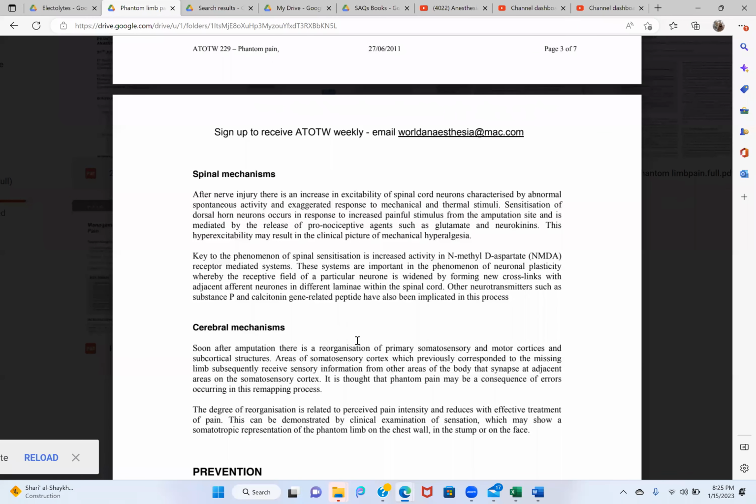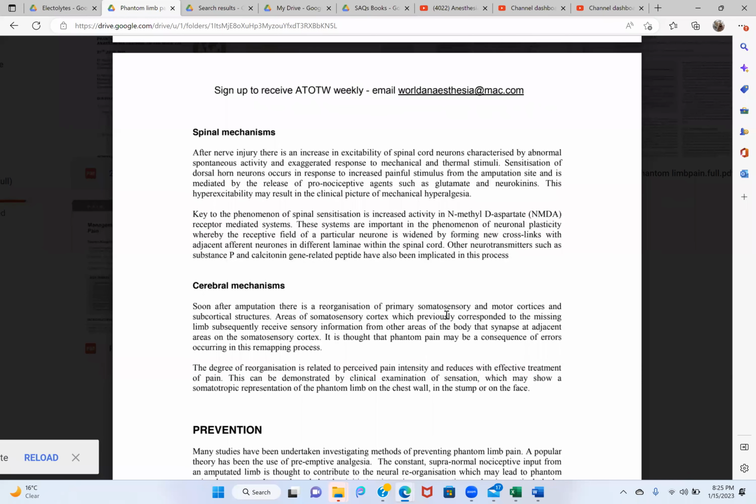Okay. And the central mechanism, as I told you before: there is reorganization of primary somatosensory and motor cortices and subcortical structures. Areas of somatosensory cortex which previously corresponded to the missing limb subsequently receive sensory stimulus information from other areas of the body that synapse at the adjacent areas on the somatosensory cortex. It is thought that phantom pain may be a consequence of error occurring in the remapping process. Okay. So that's the mechanism.